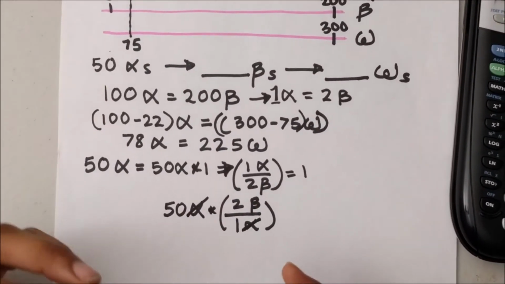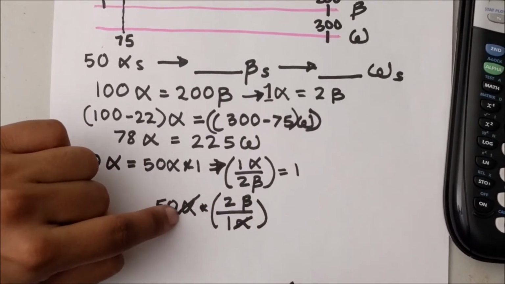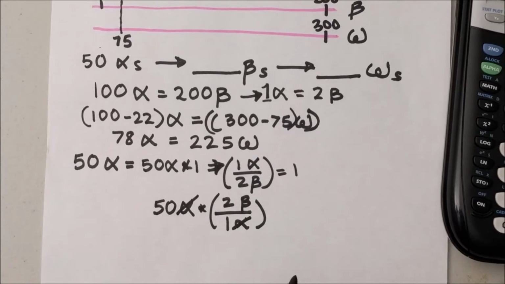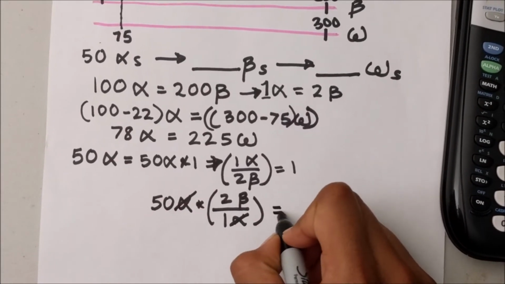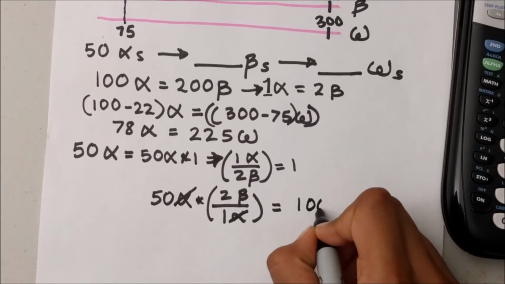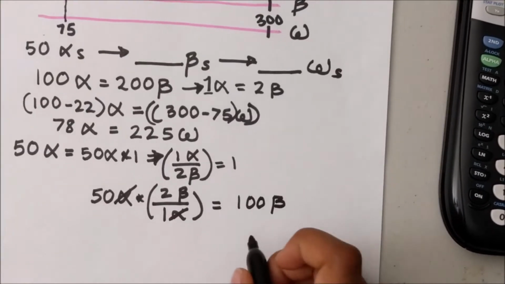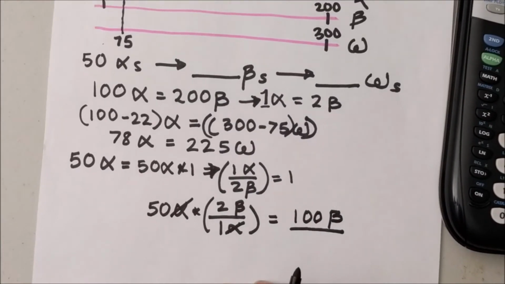Remember that the main part of dimensional analysis is to make sure that you translate the units into a new unit. And we are doing this here when the alphas cancel out. So now we have 50 times 2 beta, which equals 100 beta. So now we know that 100 beta equals 50 alpha.